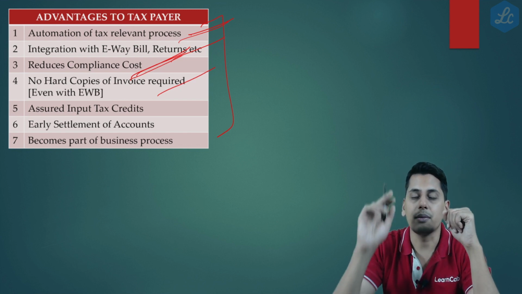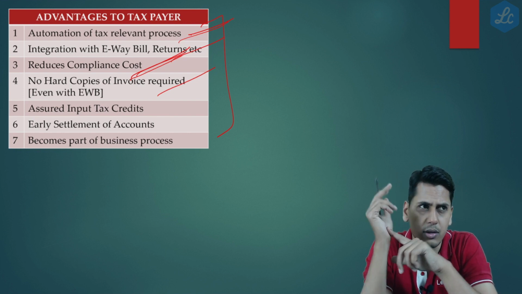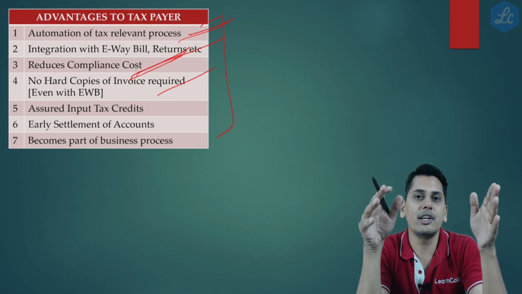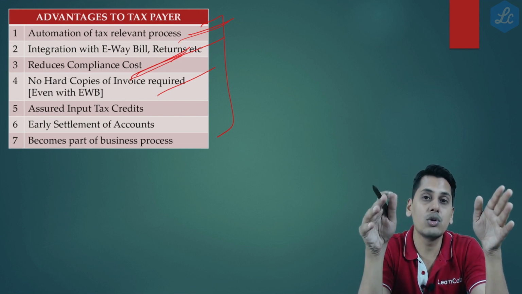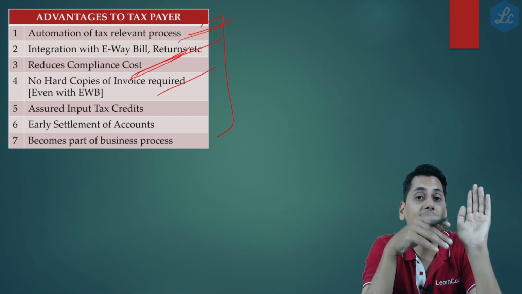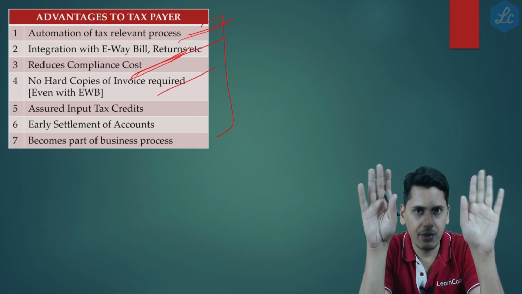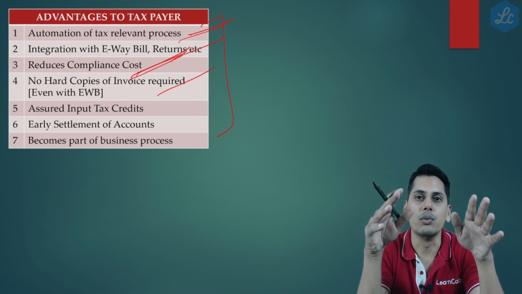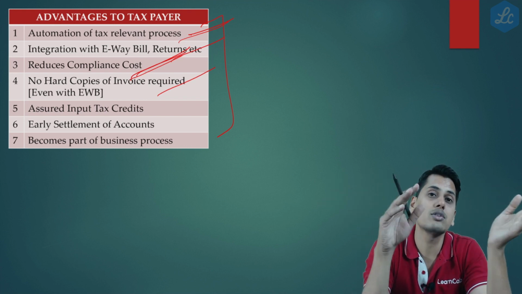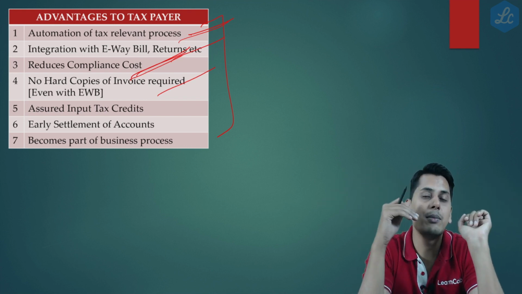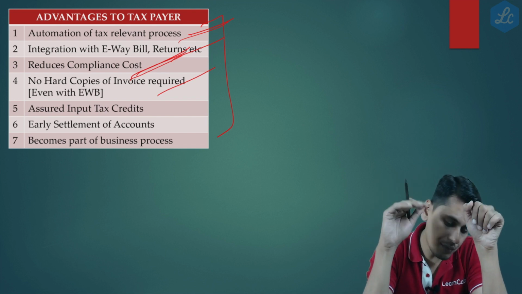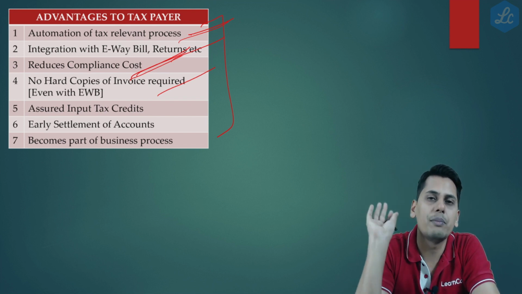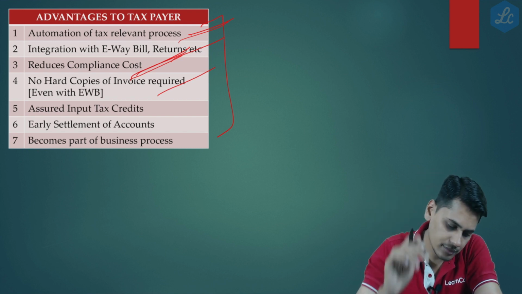Friends, if you could recollect, in rule number 138, in those cases, what are the documents which should go along with the movement of goods? You should either have an invoice or a delivery challan, and wherever the movement of goods is for a consignment value exceeding 50,000 rupees in case of interstate movement, an e-way bill copy is also required. Now friends, in those cases, if you are having an e-invoice, hard copies are not required.